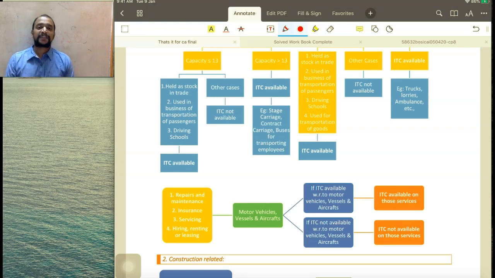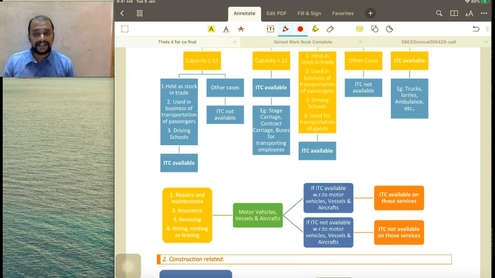Fifth example. There is a manufacturing company which purchased a ship for transporting its goods. Can they take ITC with respect to the ship purchased? Yes. Now with respect to that ship, they incurred some repair services or maintenance services. Can they take ITC? Yes, as ship is eligible for ITC, that repair service is also eligible for ITC.